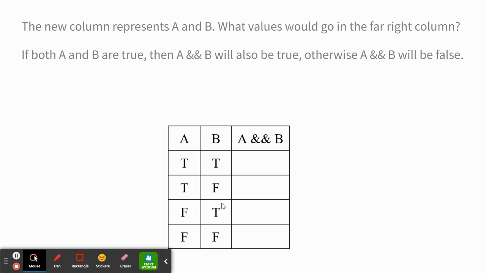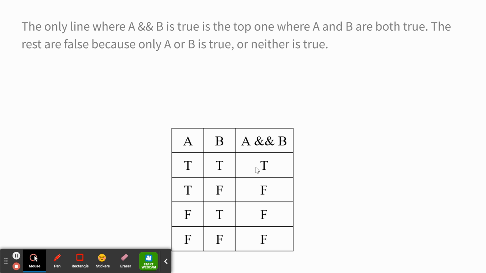Now I added an A and B. We just learned about this compound operator, right? So you can fill this out by saying, hey, are both A and B true? And if they are, you put a T there. And here, are both A and B true? Nope. So we put an F. Are both A and B true? Nope. We put an F. Are both A and B true? Nope. We put an F. So it's not checking, are they the same? It's checking, are they both true?